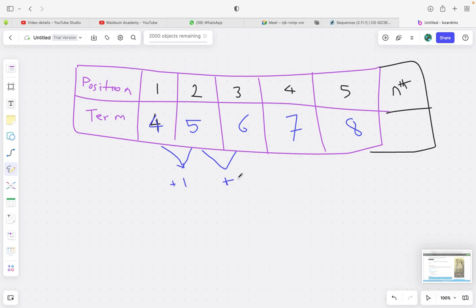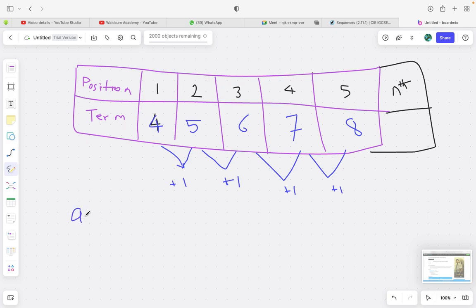So you can see this is an arithmetic sequence. The difference between this and this is plus 1. They have a term-to-term rule, or what you call a common difference. All of them just have plus 1, plus 1. So this is a linear sequence called an arithmetic sequence.